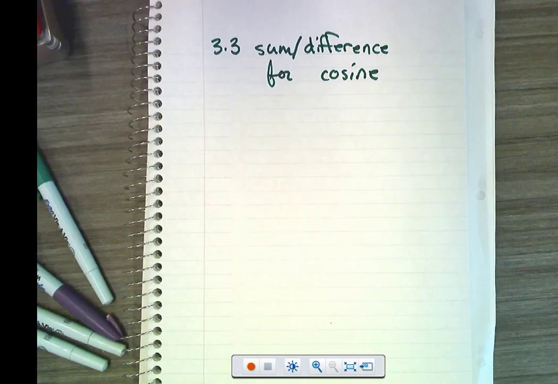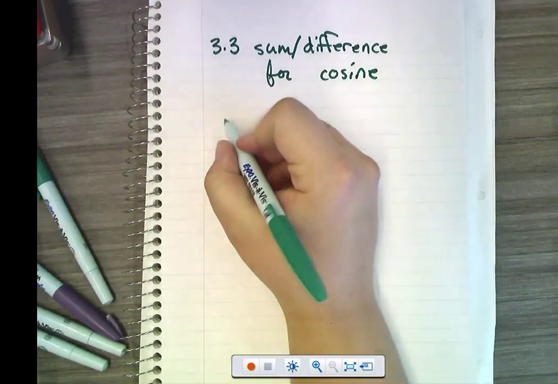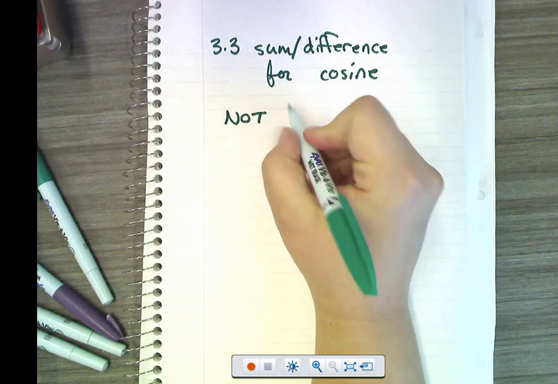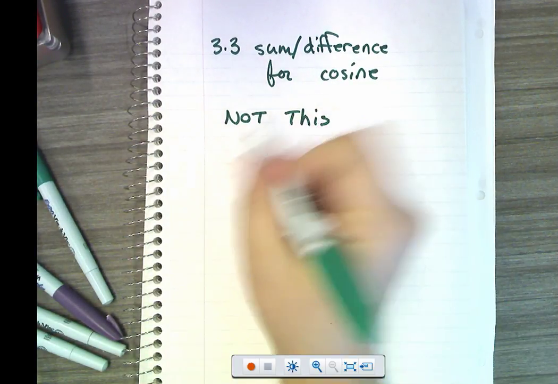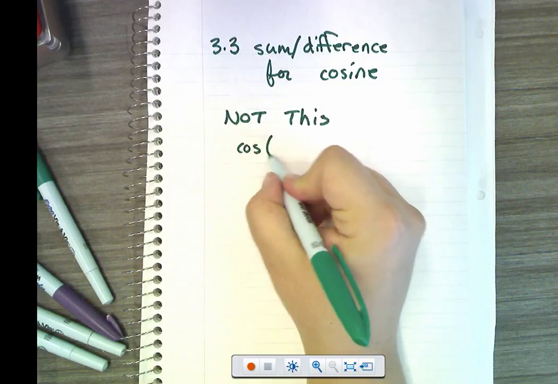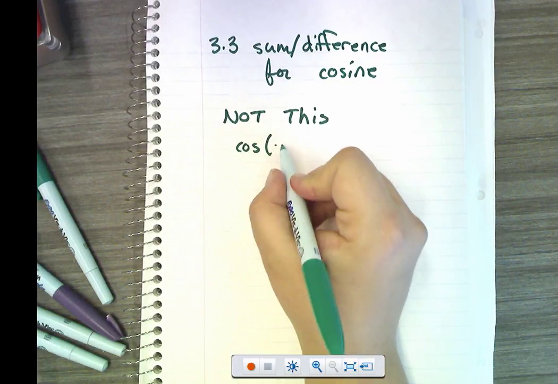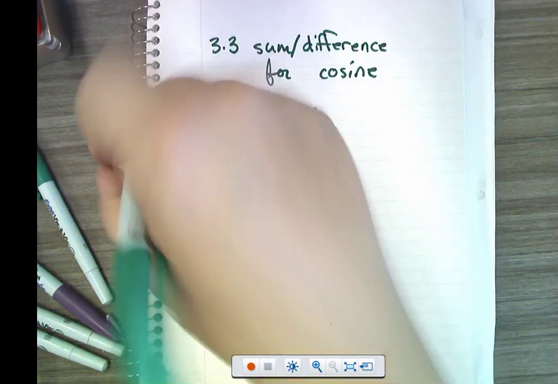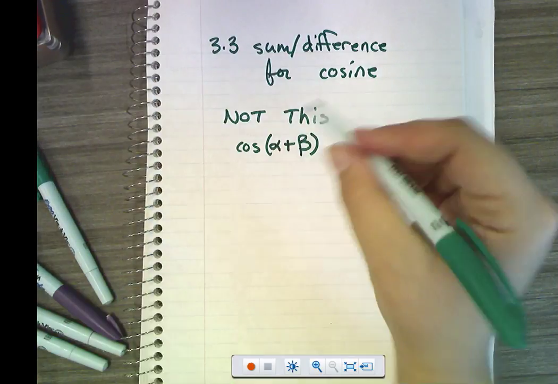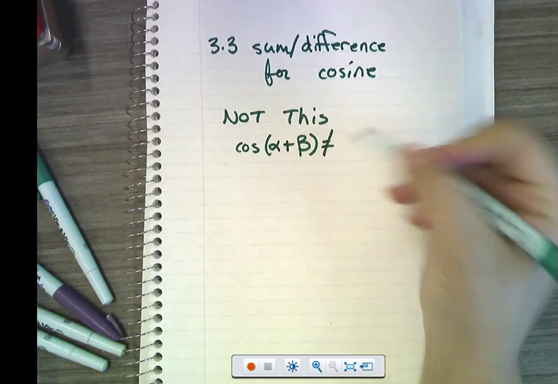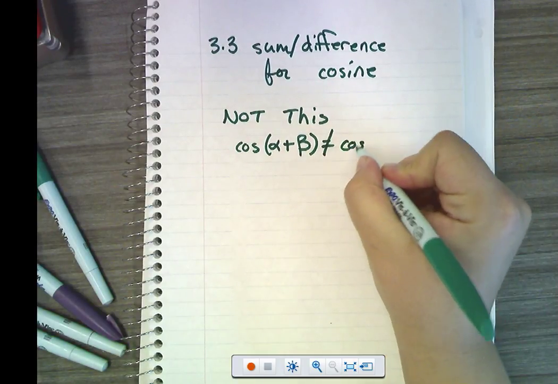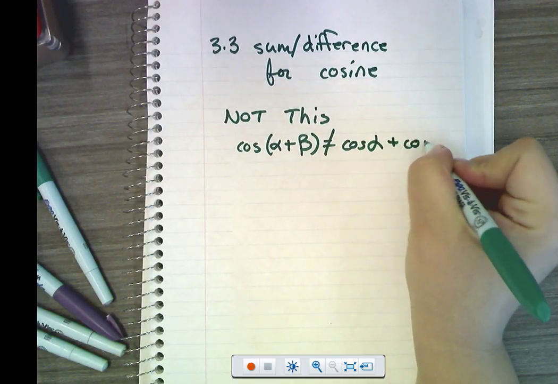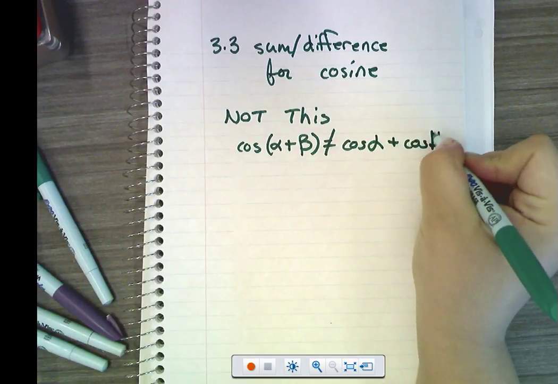So when I have to do the sum or a difference, what it's going to look like, a big what not to do, is if I have the cosine of two angles, alpha plus beta. Okay, so the cosine of the sum of alpha and beta is not equal to cosine of alpha plus cosine of beta. So do not do this for anything.